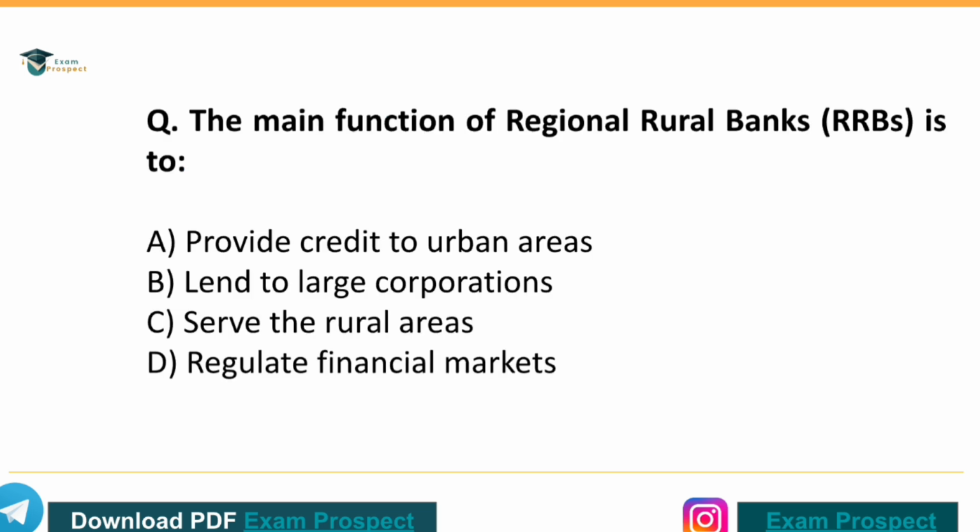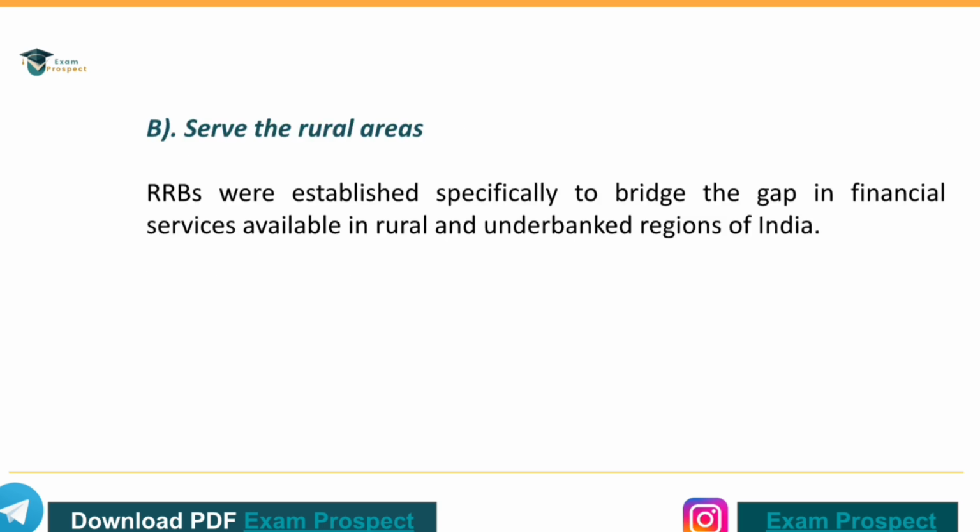Next question, the main function of regional rural banks, RRBs, is to. The correct answer is option B, to serve the rural areas. Here, RRBs were established specifically to bridge the gap in financial services available in rural and underbanked regions of India. Their focus is on providing credit and financial facilities to underprivileged sections in rural areas, including small and marginal farmers, agricultural laborers, artisans, and small entrepreneurs. While they may have branches in some urban areas, their core mission is rural development.